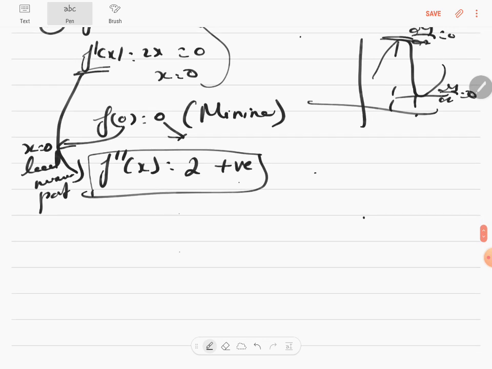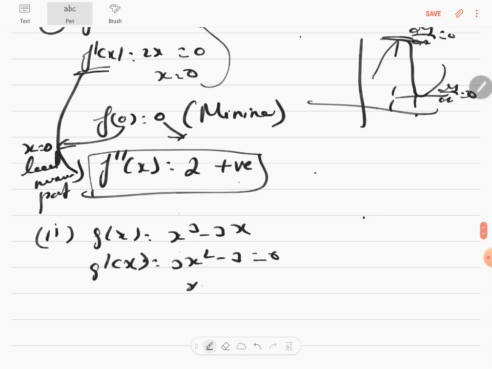So let's go to the next sum. Second sum. g of x is equal to x cube minus 3x. g dash of x is equal to 3x square minus 3 is equal to 0, x square is equal to 1, x is equal to plus or minus 1.